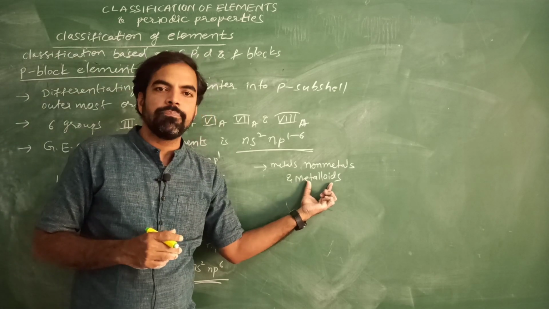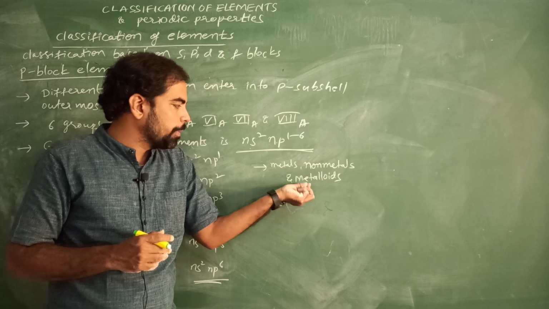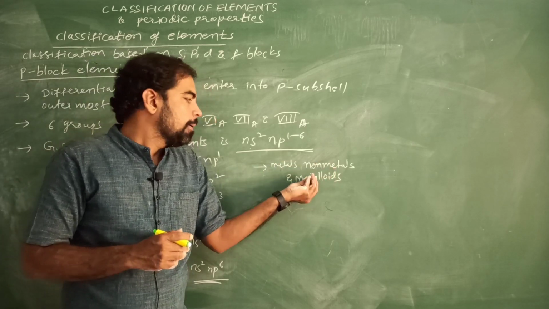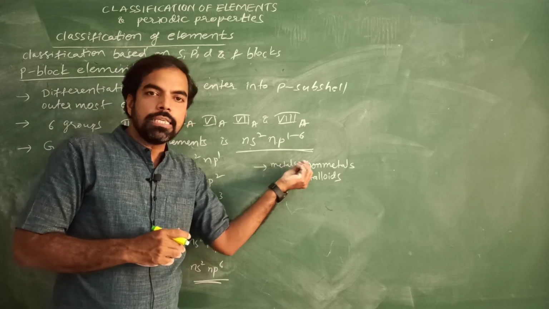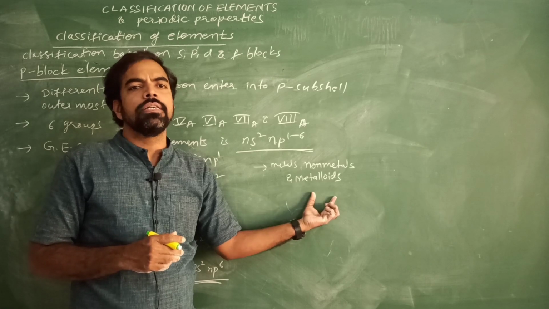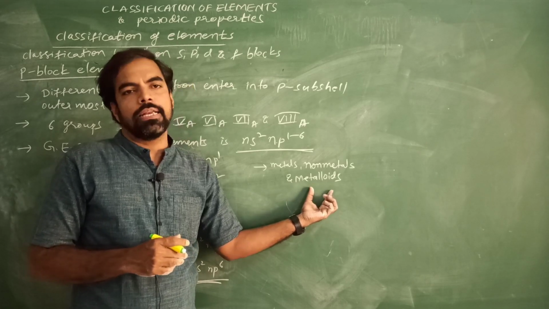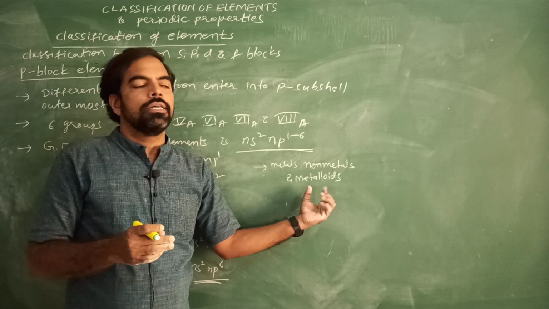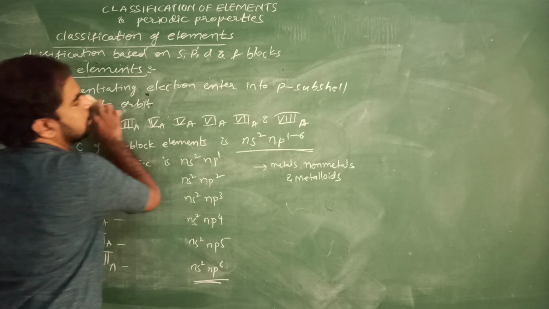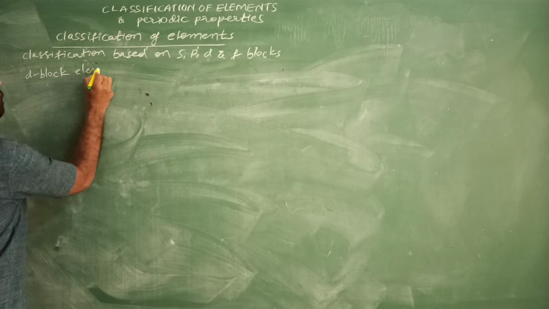What are metalloids? Metalloids show the properties of metals as well as non-metals. They show metallic properties as well as non-metallic properties, so they are called metalloids. Aluminum, germanium, right? Silicon is a metalloid. So this is about the P block elements.